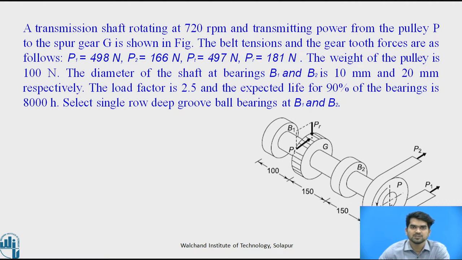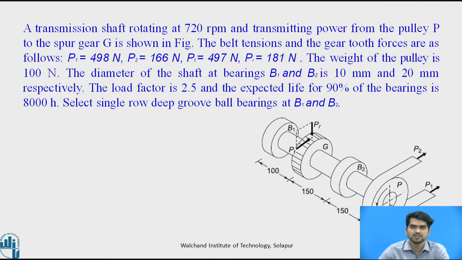The diameter of the shaft at the bearings B1 and B2 is 10 mm and 20 mm respectively. They have used a stepped shaft. Here is B1, where the diameter of the shaft is 10 mm, and here the diameter of the shaft is 20 mm. The load factor is 2.5 and the expected life for 90% of the bearings is 8000 hours. Select the single row deep groove ball bearing at B1 and B2.